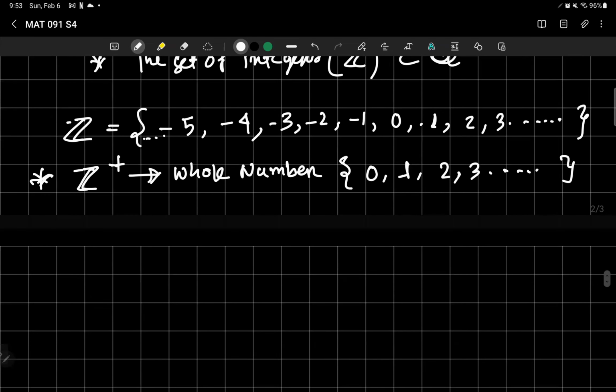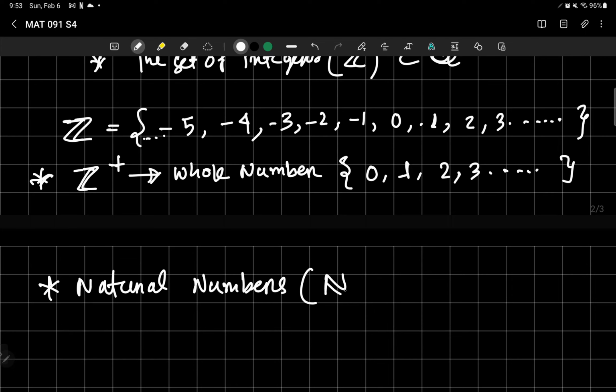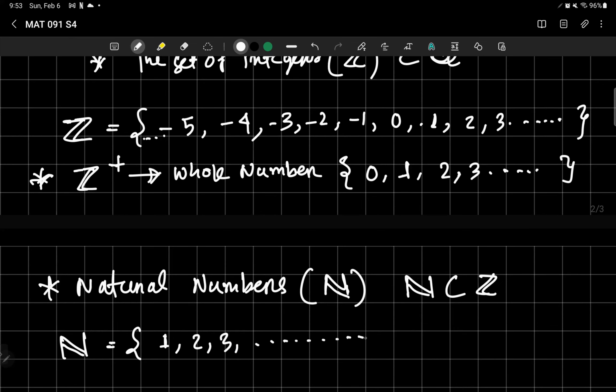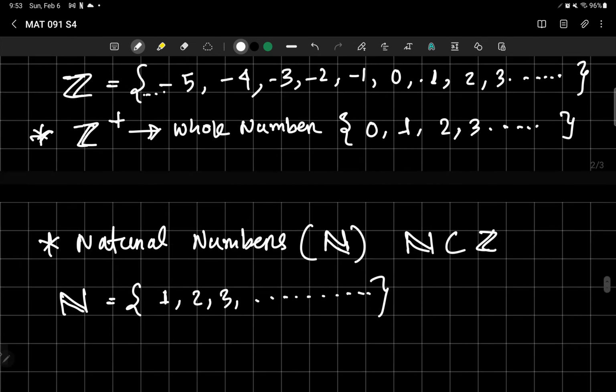And there is another subset of the integers that are called natural numbers. They're denoted with this N symbol. This N is a subset of Z, and N will contain elements 1, 2, 3, and so on. So note the fact that 0 is not a natural number. Why? Because you cannot divide by 0. It's not well defined. That's one way to look at it.